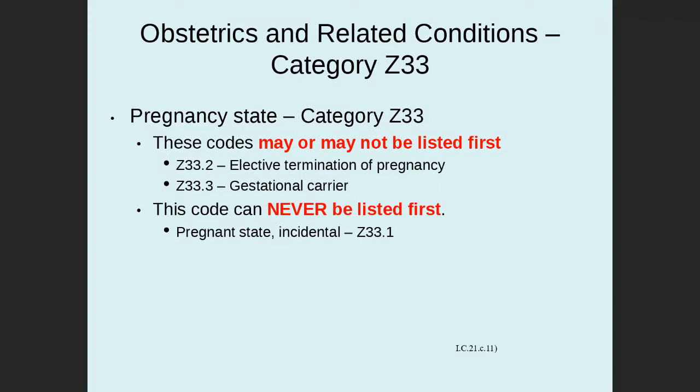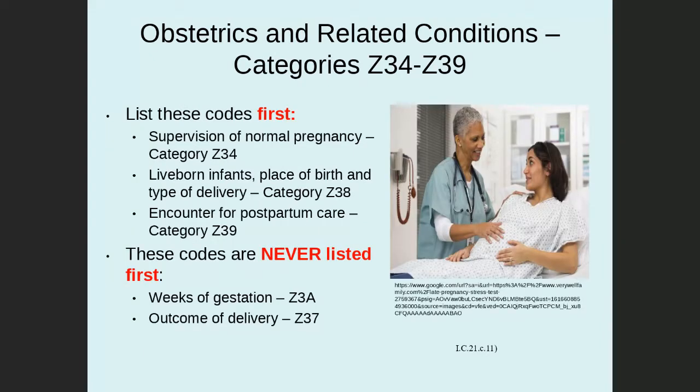It is important, she comes in for a condition unrelated to the pregnancy. It's important to note she is pregnant since it may affect the treatment given, but that's not why she's here. For example, a pregnant patient may trip and sprain an ankle. The reason she's being seen is the sprain. A code for pregnant state incidental is listed as an additional code.